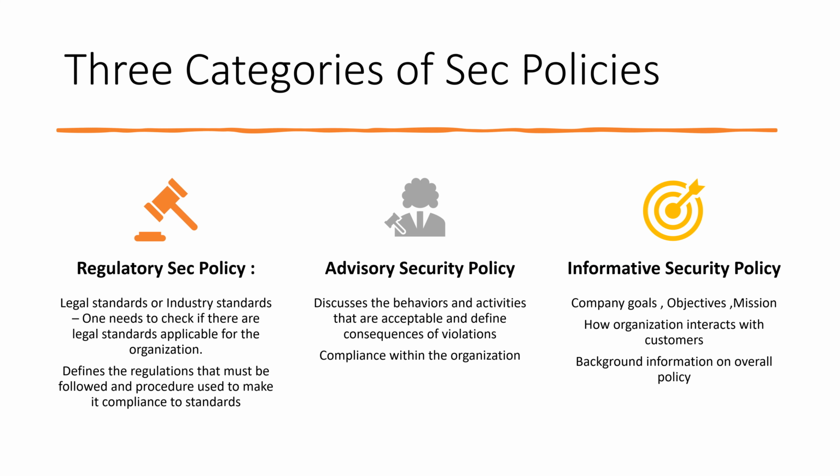Three categories of security policies: the regulatory security policies, advisory security policies, and informative security policies. The regulatory security policies talk about the legal standards or industry standards. One is to check if there are legal standards applicable for the organization or for the product which we are deploying in the market. It also defines the regulations that must be followed and the procedure used to make it compliant to the standards.